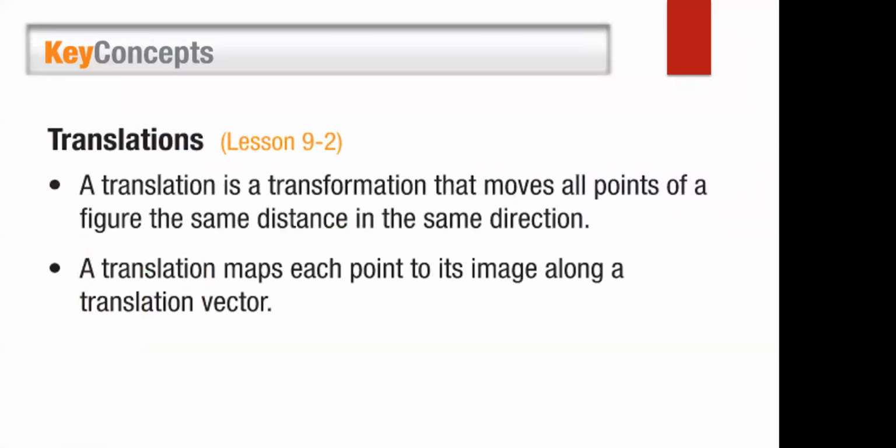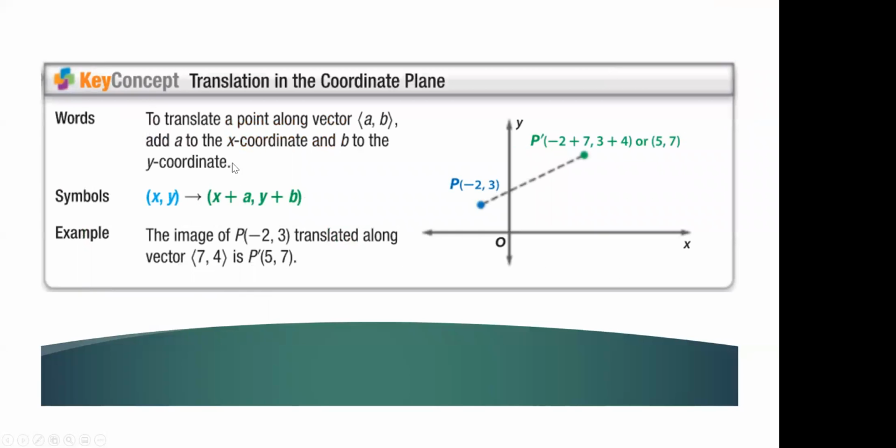All right, next problem. Our next section talks about translations. A translation is a transformation that moves all points of a figure the same distance in the same direction, and a translation maps each point to its image along a translation vector. To translate a point along vector (a, b), you add a to the x-coordinate of whatever point you're looking at, and then you add b from the vector to the y-coordinate.